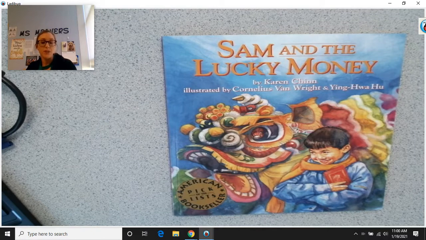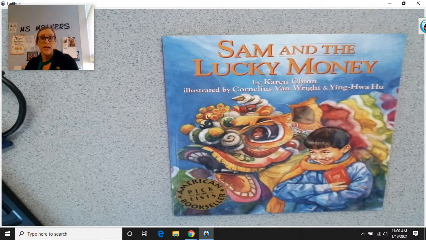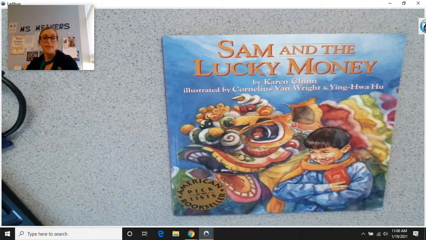This week's read alouds, we're going to really be focusing on the illustrations and on how the illustrator uses those illustrations to make meaning and to help us understand the text. So our first text this week is called Sam and the Lucky Money. This is from a different culture, and you'll notice that there are some words in here that might not be familiar to you. But the most important thing to notice and to really focus on is the illustrations and how those illustrations help you to understand the story and make meaning out of the story.